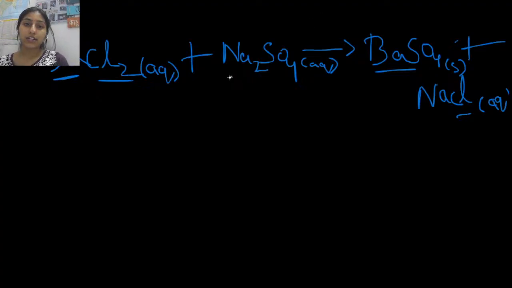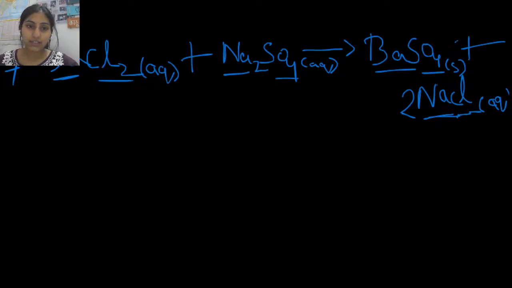Then again, let us check that Na, sodium, has two atoms on the reactant side, whereas it has just one atom on the product side. Then SO4 sulfate is balanced. So for Na and Cl, it sounds so clear and easy that if we multiply this particular component by 2, the reaction would be balanced. Is it clear? So this is our balanced chemical reaction of barium chloride and sodium sulfate.